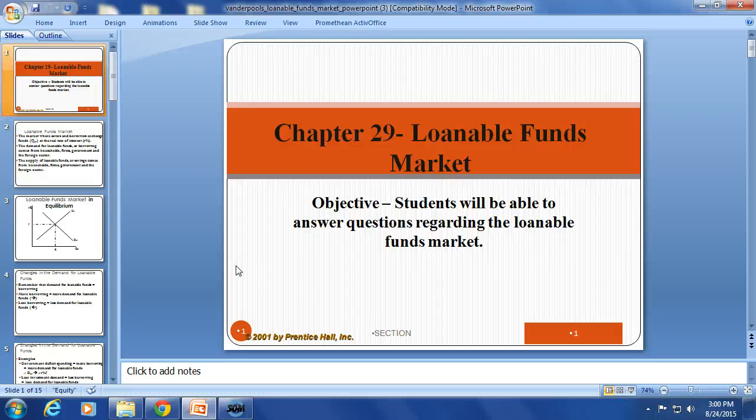Vanderpool. Today we're going to go ahead and talk about the loanable funds market, which basically takes a look at the interaction between borrowers and savers, and how this interaction between borrowers and savers sets the real interest rate in an economy.